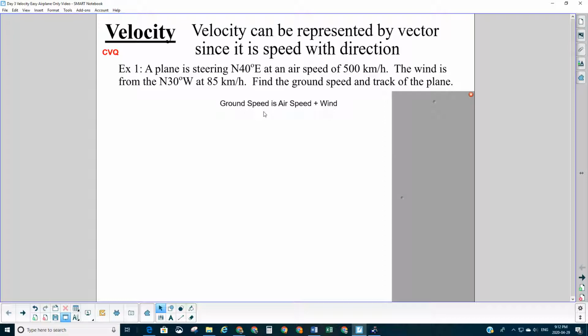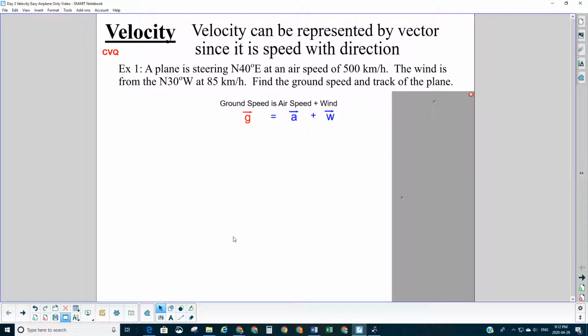Okay? So in these scenarios, instead of looking up at it, I'm going to imagine we're above the scenario and we're looking down at these two vectors and seeing the result of the airspeed plus the wind. Okay? So we're going to call this the g vector for ground speed, and we're going to say it's an addition of airspeed plus wind. But before we get to that, we have to imagine what these two vectors look like.